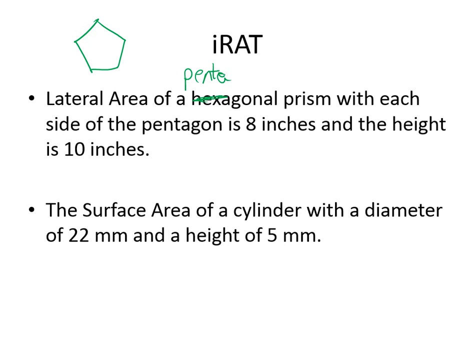And then for the second part, find the surface area of a cylinder with a diameter of 22 millimeters and a height of 5 millimeters. So it's a very short and wide cylinder we got here. Okay, so find the surface area of the cylinder and find the lateral area of the pentagonal prism.